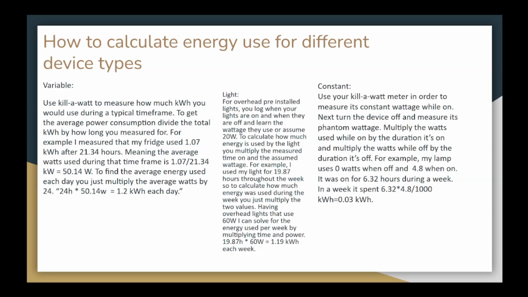For lights, for overhead pre-installed lights, you log when your lights are on and when they are off, and learn the wattage they use, or assume 20 watts as detailed in the rubric. To calculate how much energy is used by the light, you multiply the measured time on and assumed wattage. For example, I use my light for 19.87 hours throughout the week, so to calculate how much energy was used during the week, you just multiply the two values. Having overhead lights that use 60 watts, I can solve for the energy used per week by multiplying time and power. 19.87 hours times 60 watts equals 1.19 kilowatt hours each week. You can divide that by 7 to get each day.